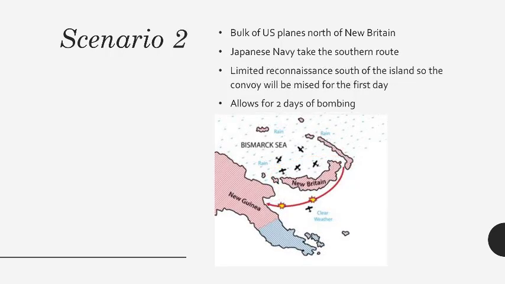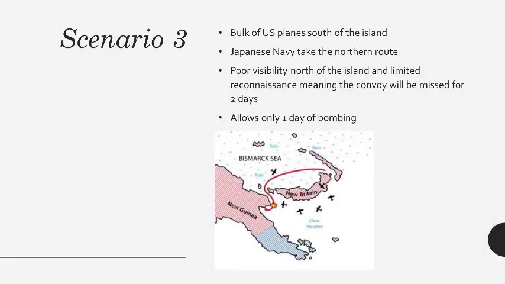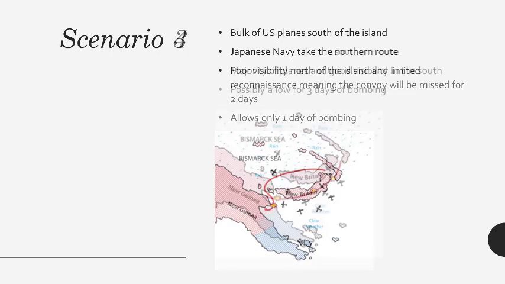The second scenario shows the bulk of US planes north of New Britain, however the Japanese taking the southern route. Due to limited reconnaissance south of the island, the Japanese convoy would be missed for the first day, also allowing for 2 days of bombing. The third scenario shows the US planes south of the island, but the Japanese taking the northern route. Because of poor visibility north of New Britain and limited reconnaissance, the convoy will be missed for 2 days, which allows only 1 day of bombing.